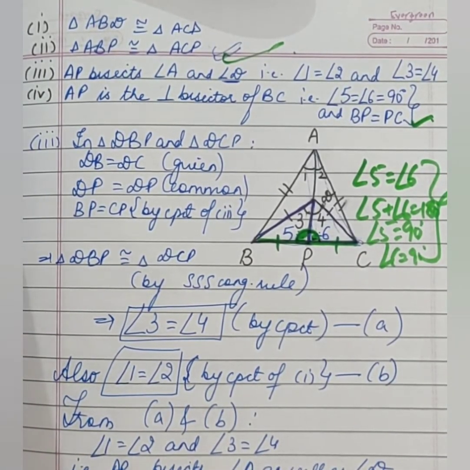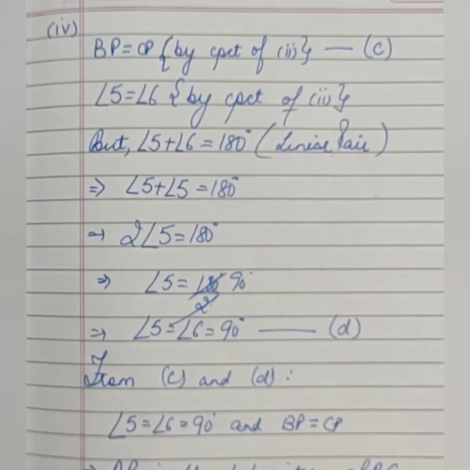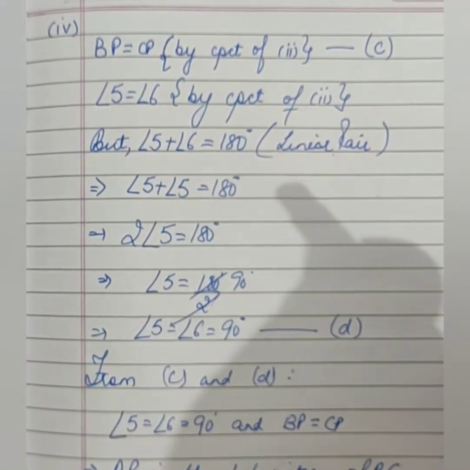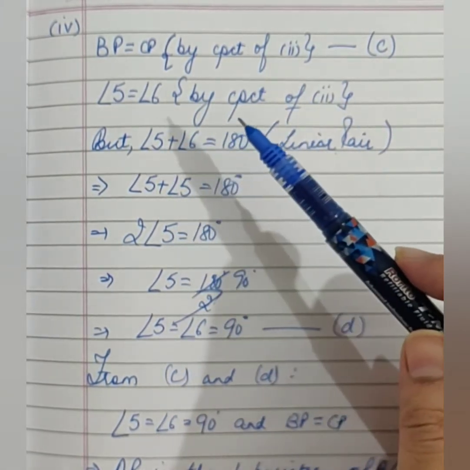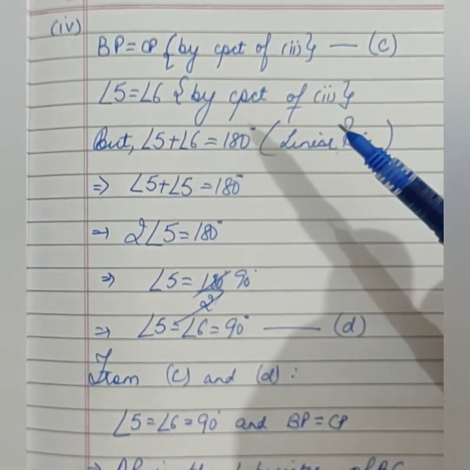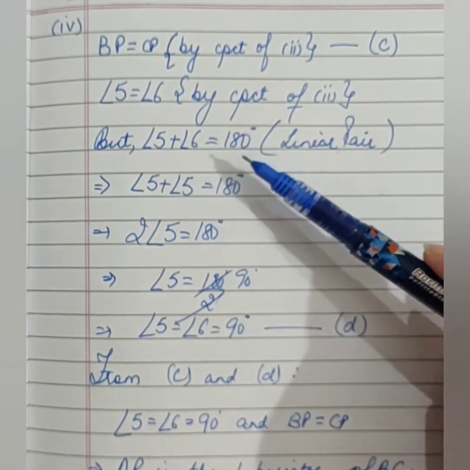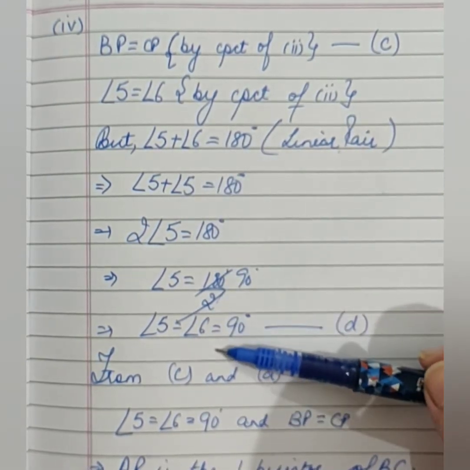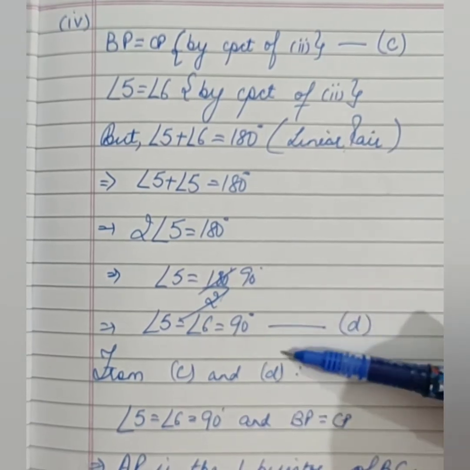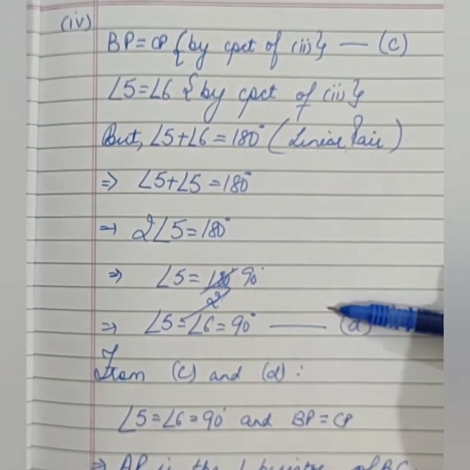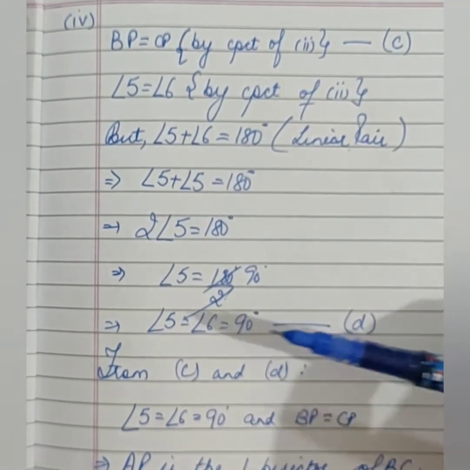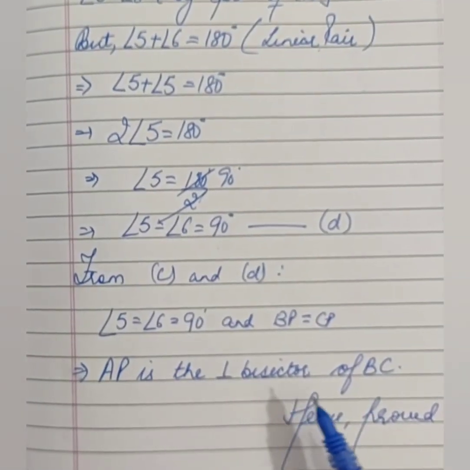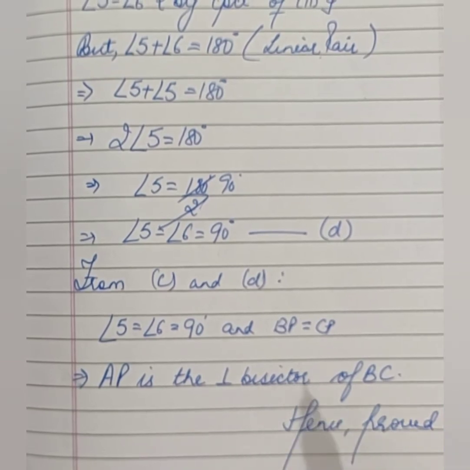Let's start writing its solution. So this is the proof to the fourth part. BP and CP are equal by CPCT of second part. Also angle 5 is equal to angle 6 by the same CPCT. Now 5 and 6 are forming a linear pair. This way angle 5 and 6 would turn out to be 90 degrees. From these two equations we can see BP is equal to CP and angles are 90. So definitely AP is the perpendicular bisector of BC. That's it.